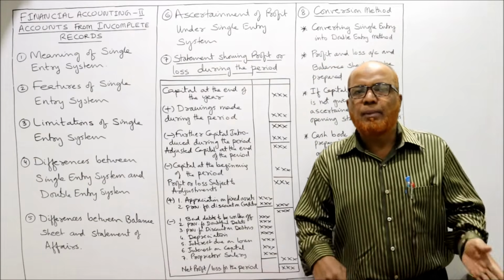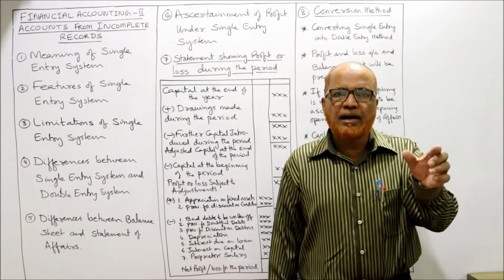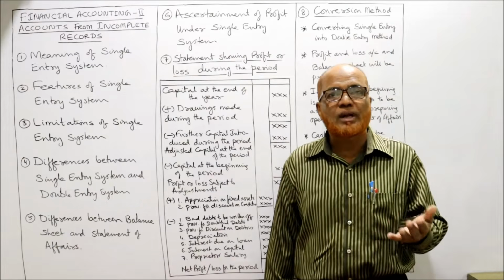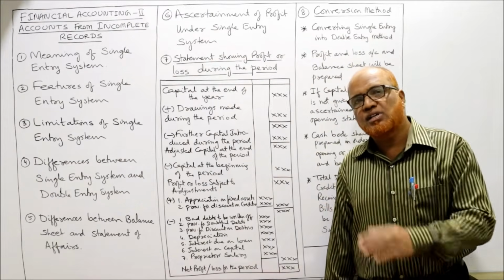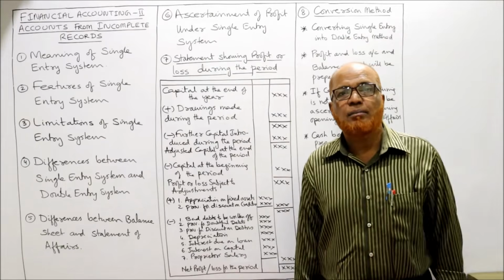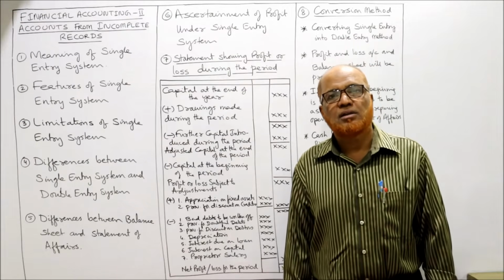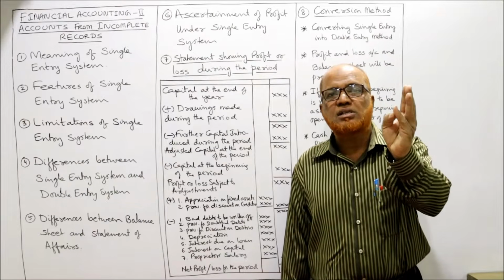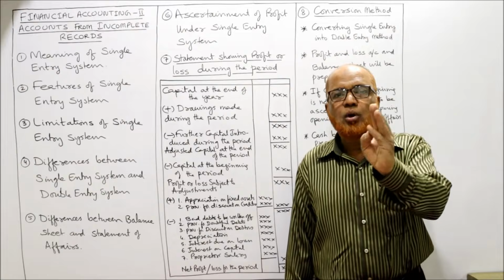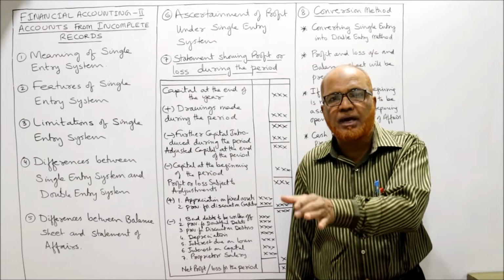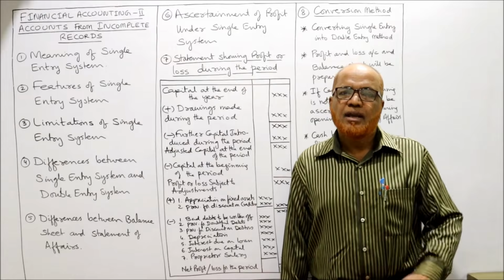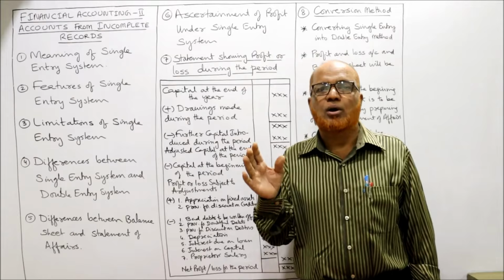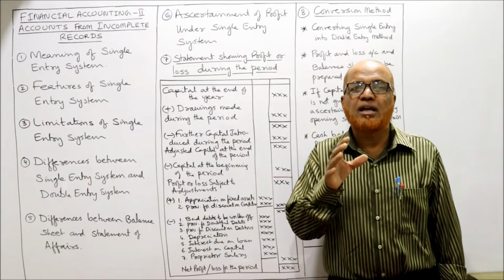Next difference: in the double entry system, we can make the trial balance and check the arithmetical accuracy of the books of accounts. In the single entry system, we cannot make the trial balance, and we cannot check arithmetical accuracy. Next difference: in the double entry system, we can make the profit and loss account and balance sheet. No profit and loss account and balance sheet can be prepared in the single entry system. Next difference is that in the double entry system, there is a specific procedure, rules and techniques of maintaining the accounts.